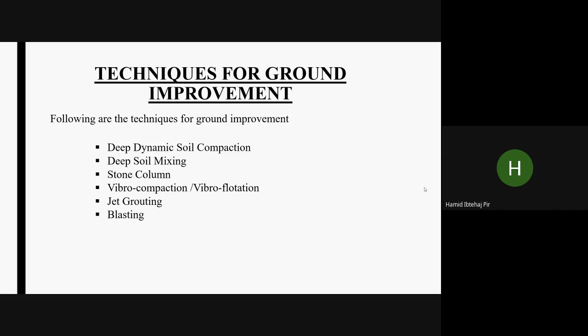Techniques for ground improvement. We have a wide range of techniques to improve the ground, but we will discuss.